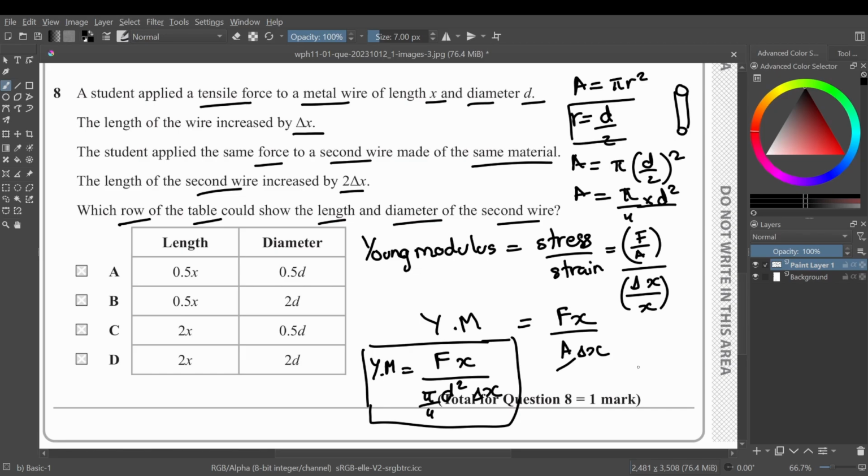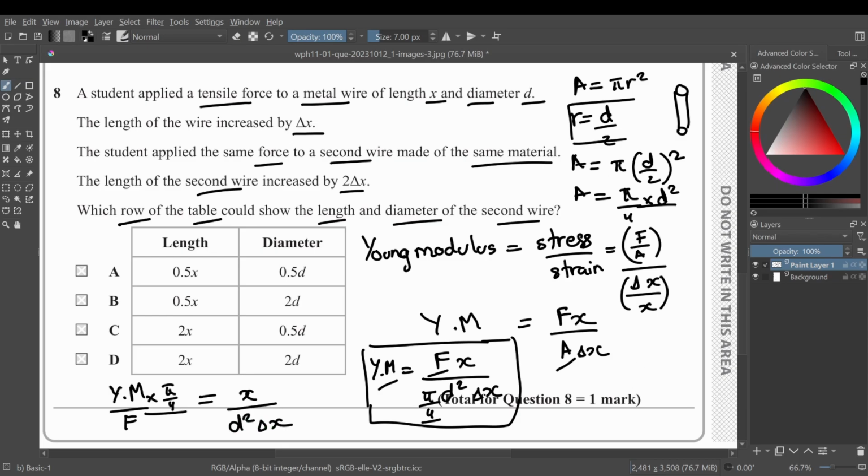So now we need to see which things are not required. For example, Young modulus is not needed because it is made up of the same material. Force is not needed because the same force was applied on both of the wires. And the pi by 4 is not even needed, so all of these three are constant, so we can write it as Y.M by F times pi by 4, right, equals to x, the original length, over d square times delta x, right?